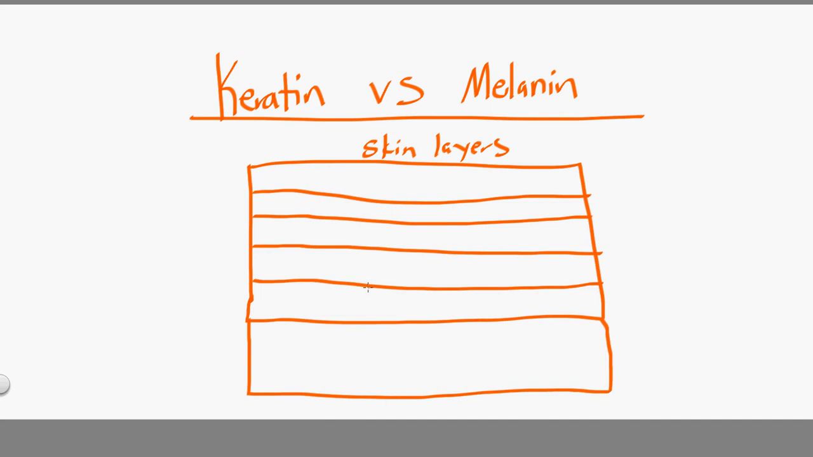Okay, so in this video I want to take a look at the difference between keratin and melanin. First of all, keratin, just to be clear here, is a protein, and melanin is a pigment.